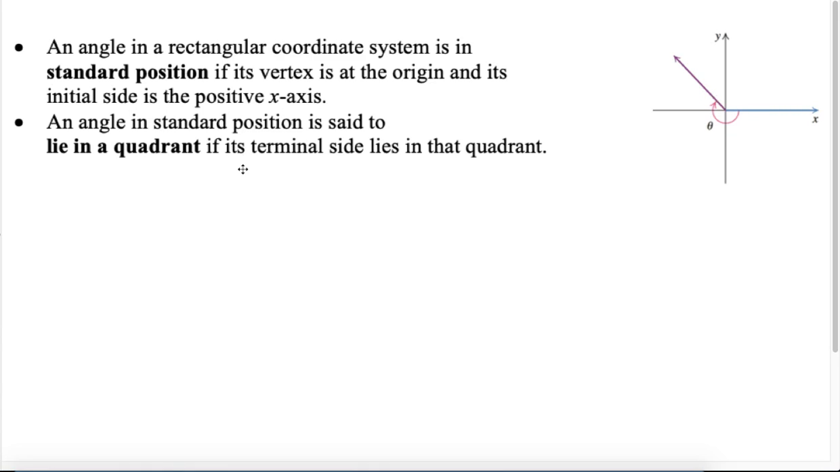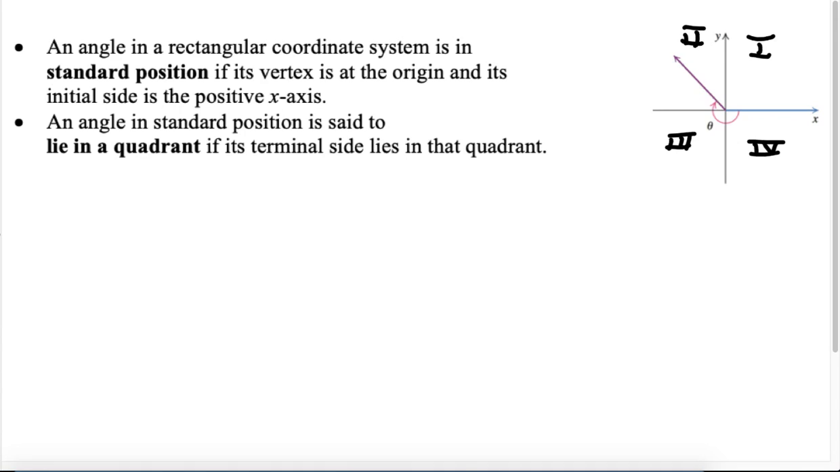And then we say the angle lies in a certain quadrant if the terminal side is in a quadrant. Okay, so in this example, this is quadrant 2. So we would say that this angle lies in quadrant 2. Okay, and remember the quadrants are 1, 2, 3, 4, right? So this angle lies in quadrant 2.